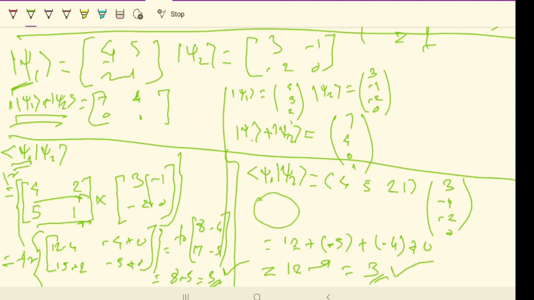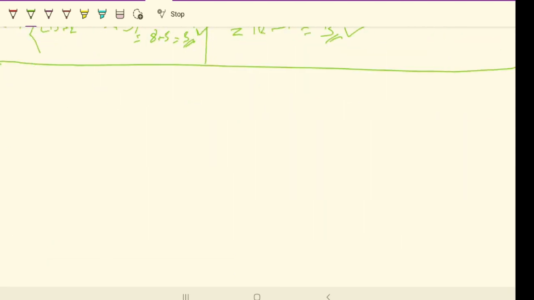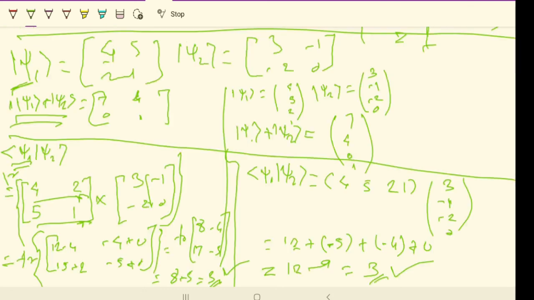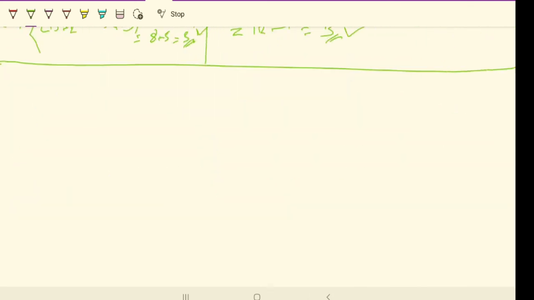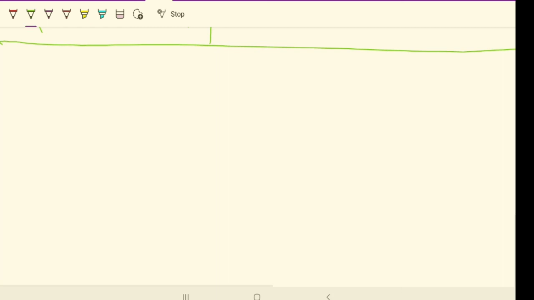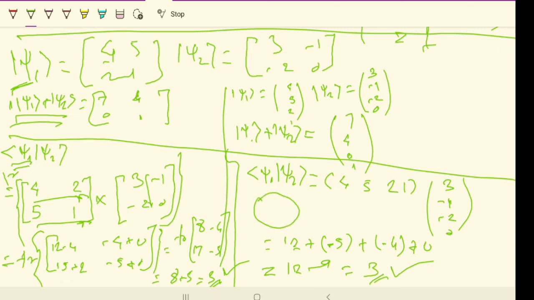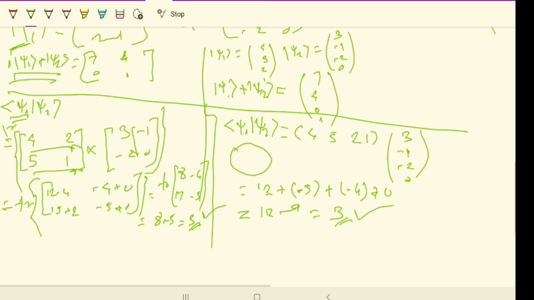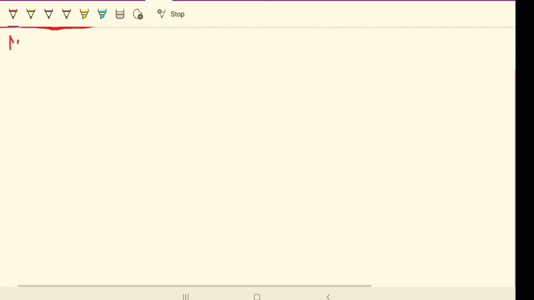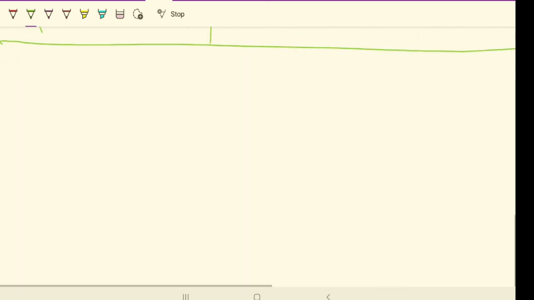So see, the inner product operation does match each other. Which one is simpler? Obviously, the matrix representation of vector is much simpler. I have provided you some problems in the video description. You can solve those particular problems. Let's discuss more about this matrix representation.